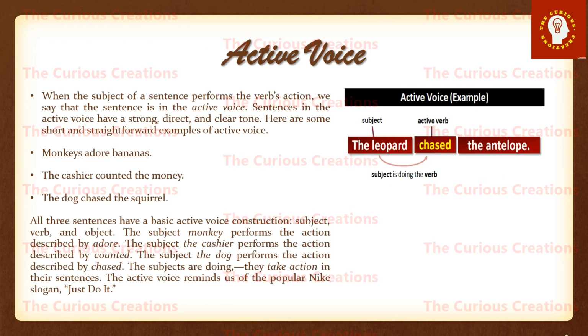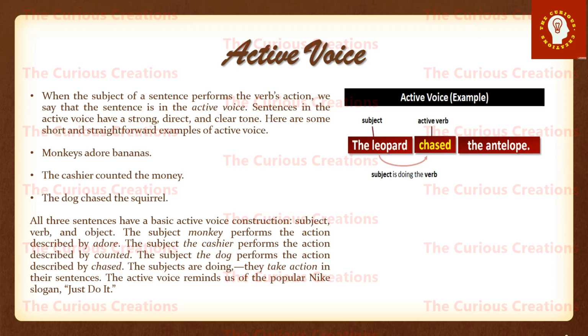When the subject of a sentence performs the verb's action, we say that the sentence is in the active voice. Sentences in the active voice have a strong, direct, and clear tone. Here are some short and straightforward examples of active voice. Monkeys adore bananas. The cashier counted the money. The dog chased the squirrel. All 3 sentences have a basic active voice construction: subject, verb, and object.